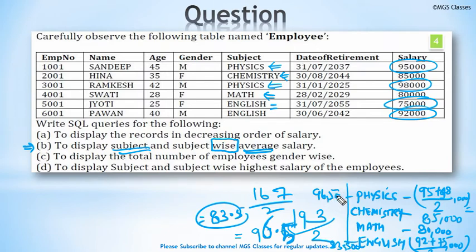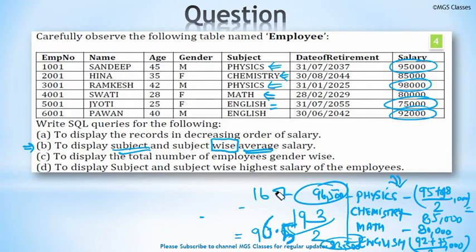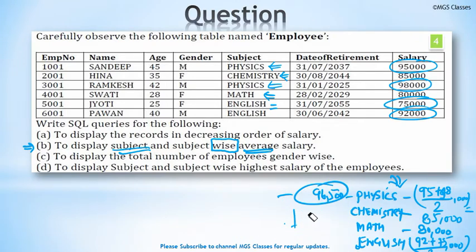83,500 and 96,500, these are the average salary. But he is not supposed to ask the output. Okay, he is asking the query here. So what you need to do in such kind of questions, you need to first know what you want to calculate. So you got the idea what exactly is asked in the question. He wants a query that will give that output, average salary subject wise.